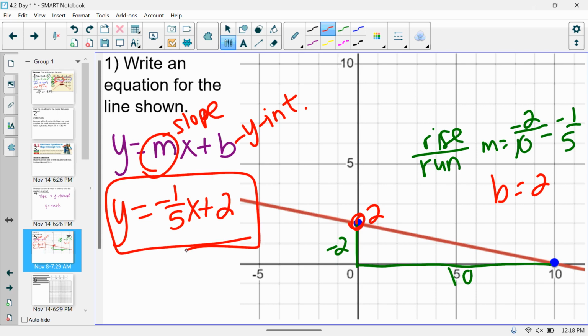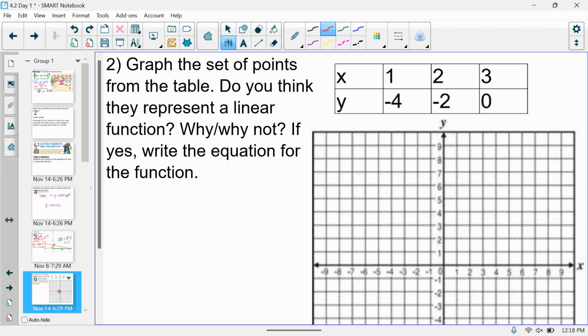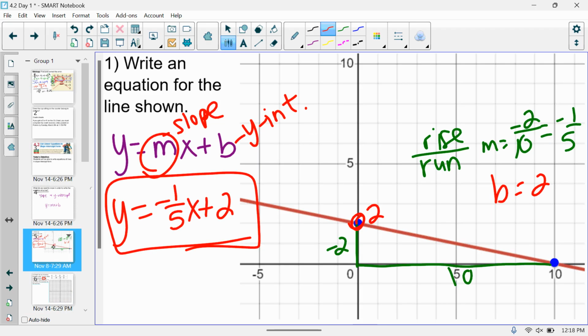All right, let's look at a question that's asked a little bit differently. Graph the set of points from the table. Do you think they represent a linear function? So guys, a linear function is a line. See how it has the word line in that word? Let's go back to this one for a second. So don't do anything yet, okay? We got to make sure we're paying attention.